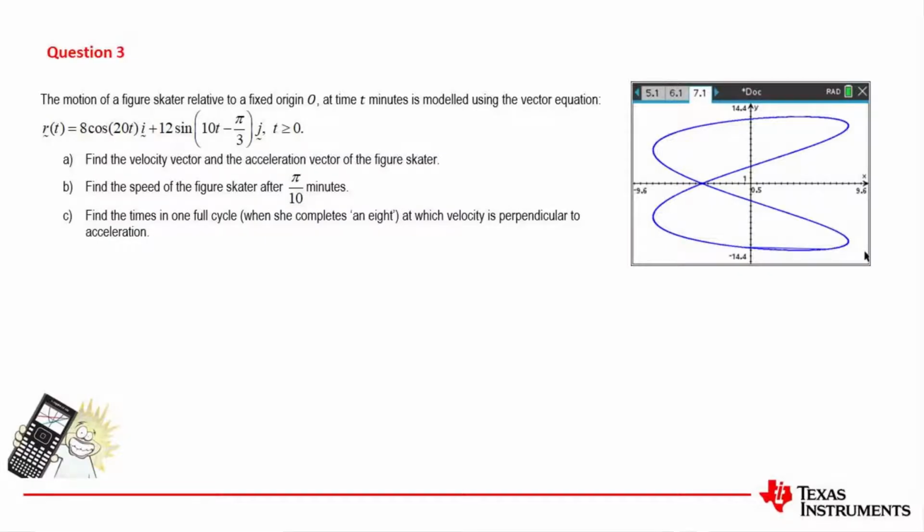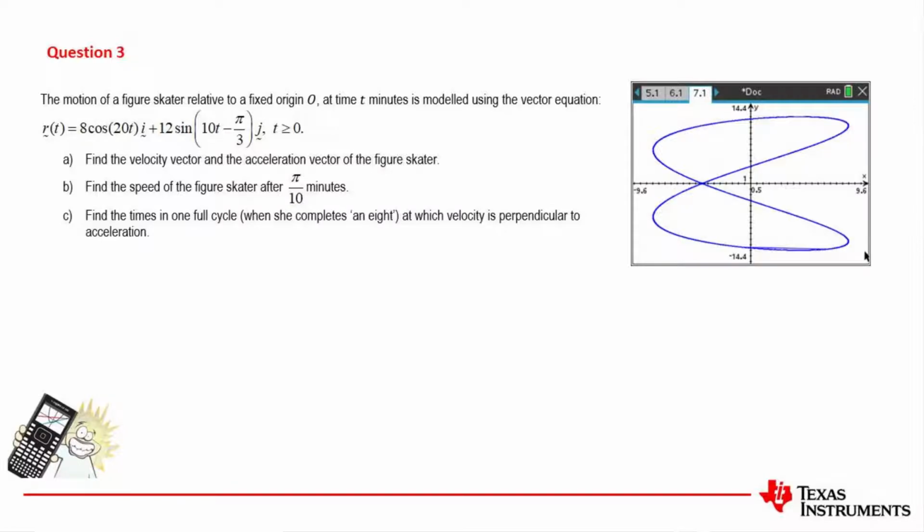Let's move to question 3, which is the question showing this figure 8, which is actually done by a figure skater skating on ice. So we are given the position vector by this equation, and we wish to find velocity and acceleration, the speed after pi on 10, and find the times in one full cycle, once she completes this 8, at which velocity is perpendicular to the acceleration.